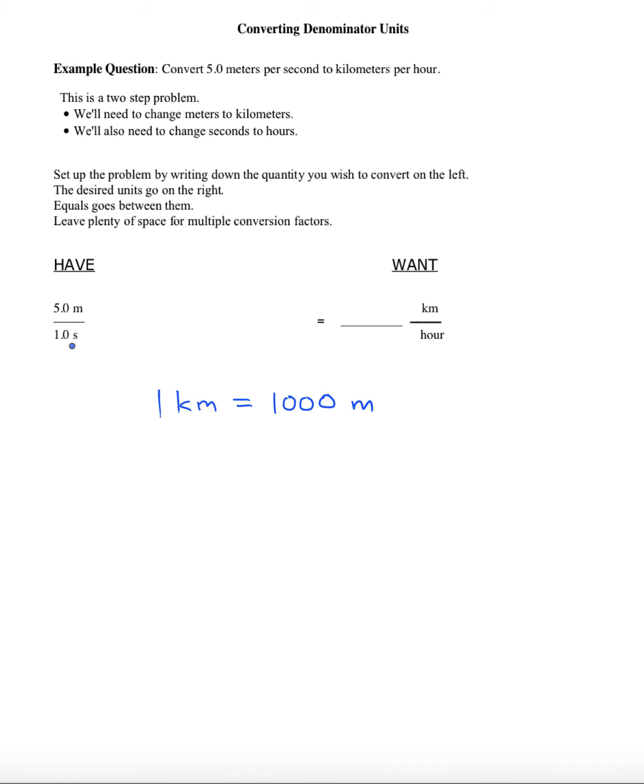Let's see, we also need to convert seconds to hours. I do happen to know that there are 3,600 seconds in an hour, just 60 times 60. All right, so that's going to be our goal. Change meters into kilometers and change seconds into hours, all in one problem.